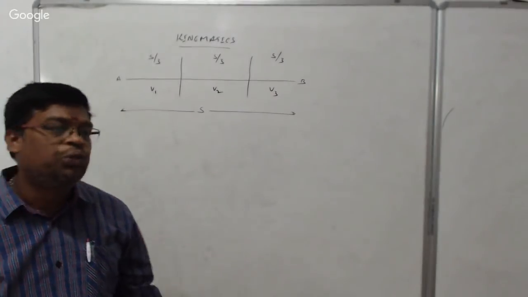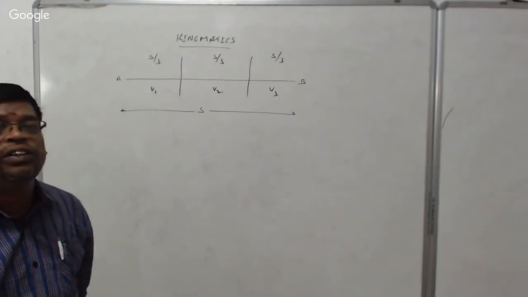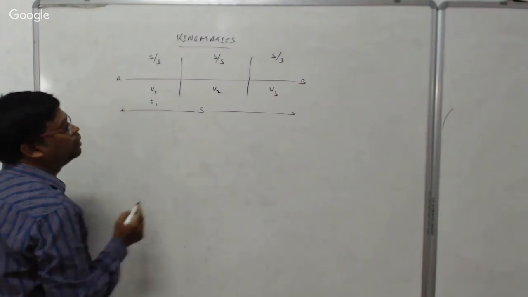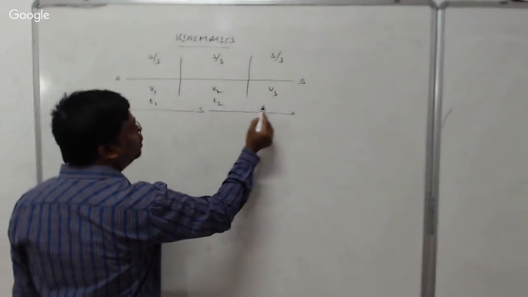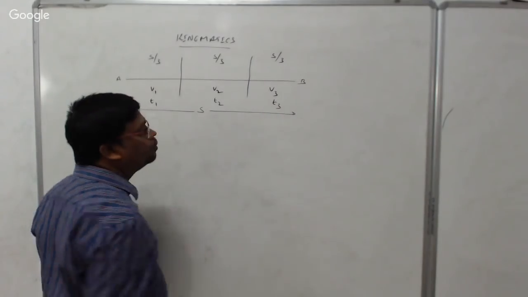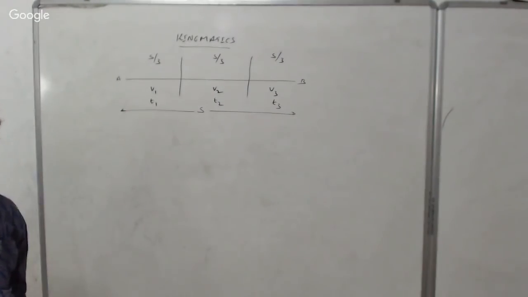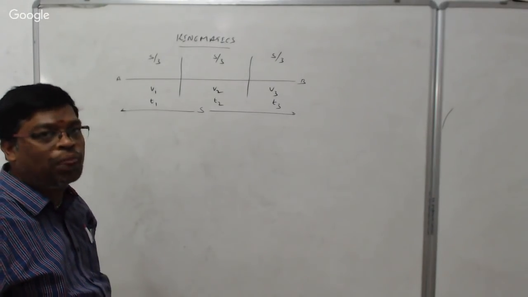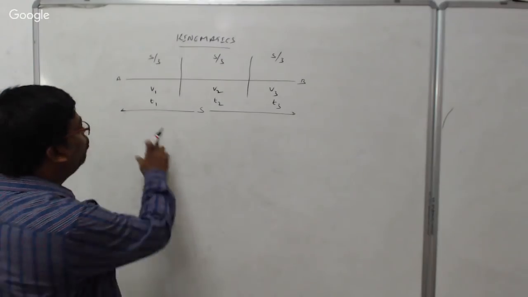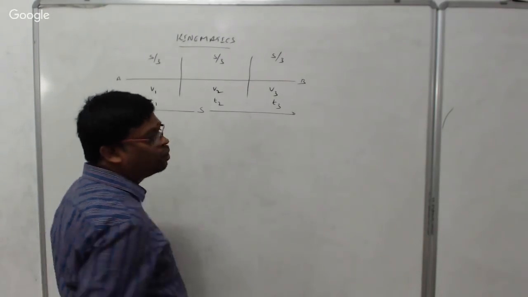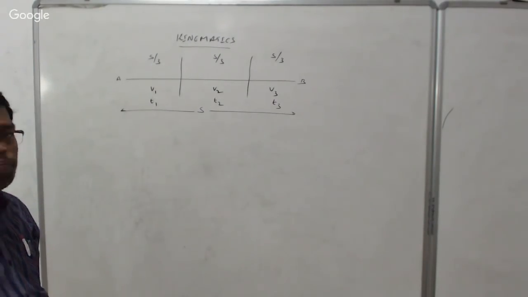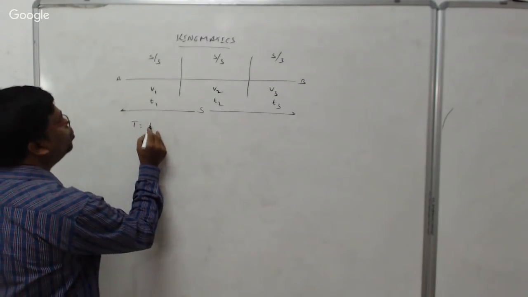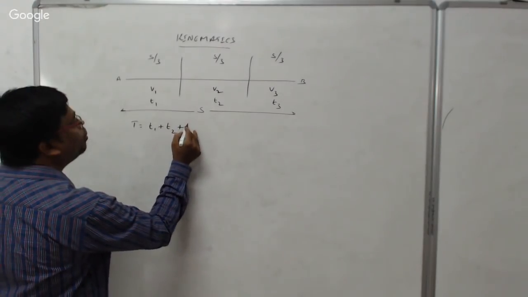Okay, as usual, we need to find the time interval. What is the time taken for the first 1/3? T1. Second 1/3? T2. Third 1/3? T3. Okay. So to calculate the average speed, what is required? Total distance by total time. We know that total distance is S, but we don't know the total time. Let us find the total time. Total time T is equal to T1 plus T2 plus T3.